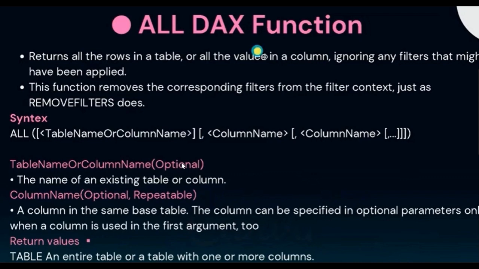So table name or column name is the name of an existing table or column on which we want to apply the function. And next, column name is optional and repeatable. It is a column in the same base table; the column can be specified in the optional parameters only where a column is used in the first argument too. So if you are specifying a table here, here we should specify a column name. If we are specifying only a column name here, it's no longer required. The return value is a table: an entire table or a table with one or more columns.